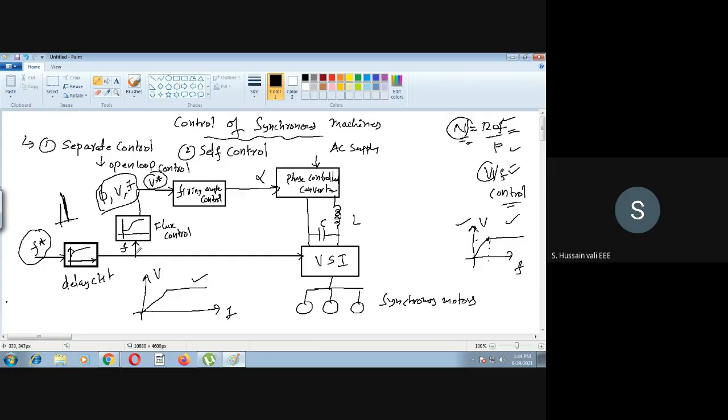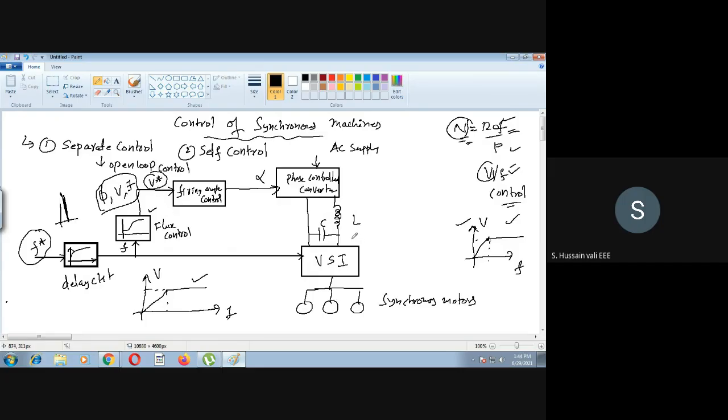It will check whether the frequency is up to the rated frequency or above the rated frequency. If it is above the rated frequency, then it will maintain the voltage constant. So this flux control box will give the answer: how much voltage V star should be. That is the voltage it should be.